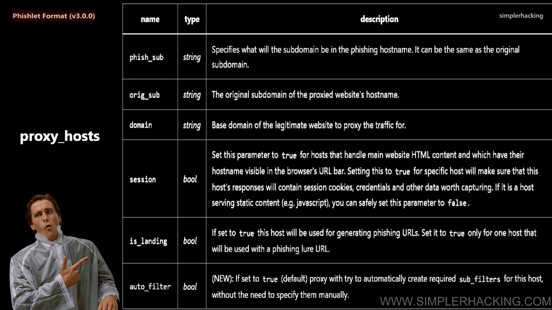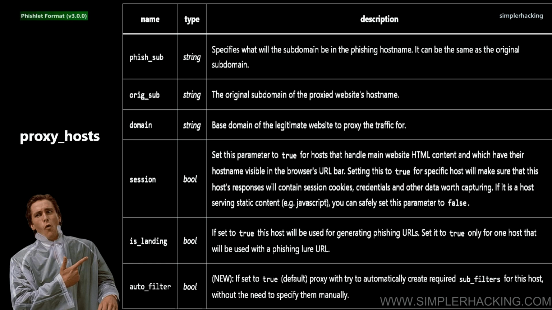IsLanding specifies whether this host is the landing host for the phishing attack. When set to true, this means that the phishing link generated will direct victims to this host. This is particularly important when multiple hosts are involved in the attack, but only one is used as the primary phishing entry point. Typically, this will just be the login page. Ending with autofilter, a newer feature, automates the process of creating subfilters for the host.